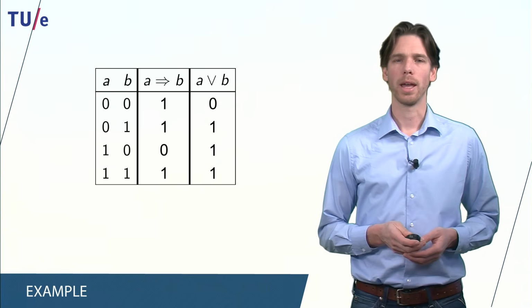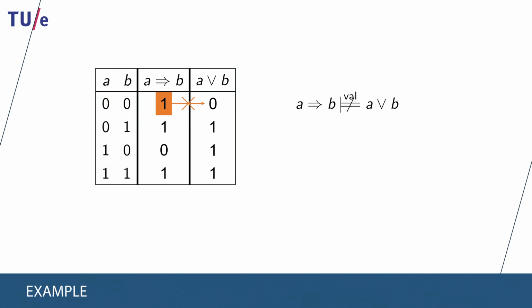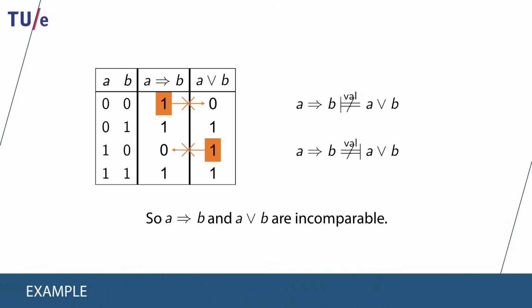Look at the truth tables for A implies B and A or B. You may notice that there's a 1 in the first row for the abstract proposition A implies B, which is not carried over to the right, which is not carried over to A or B. And this shows that A implies B is not stronger than A or B. On the other hand, there's a 1 in the third row for the abstract proposition A or B that is not carried over from right to left, showing that A implies B is not weaker than A or B. Since A implies B is not stronger nor weaker than A or B, we conclude that they are incomparable.